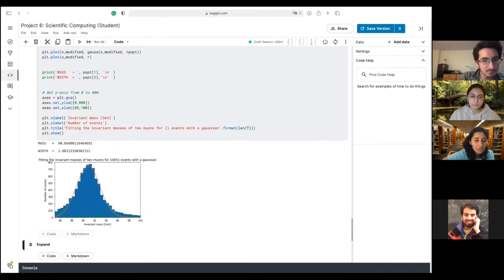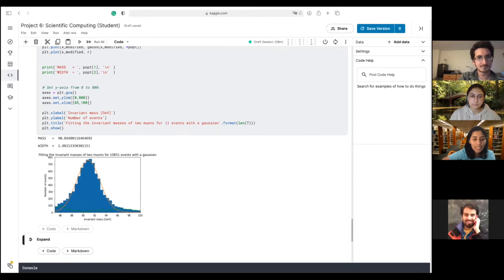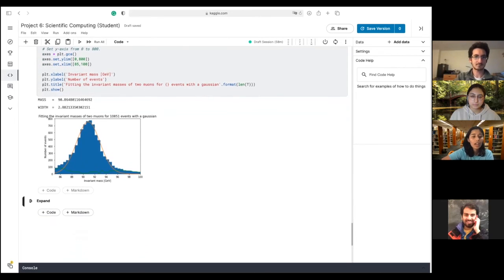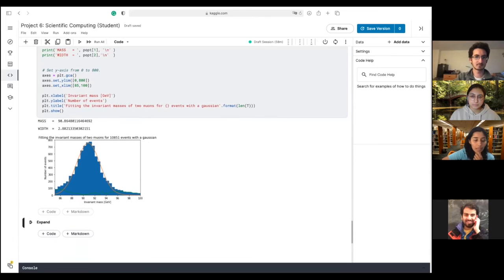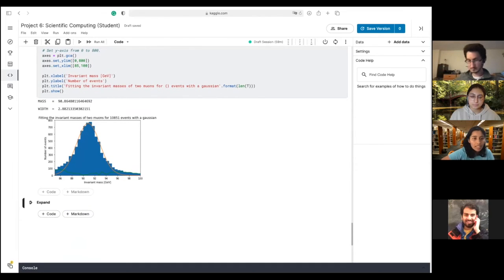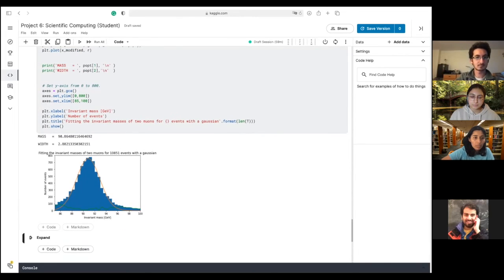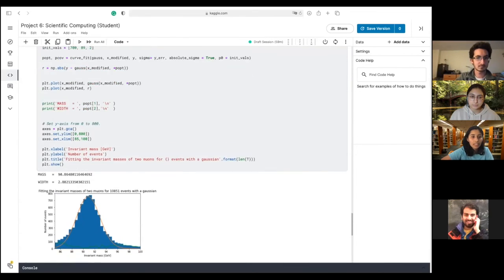So we see that around the peak, this Gaussian pretty much explains our data pretty well. And the mass that we get out of here is 90.86, and the width that we get is 2.88. So generally, what we do in particle physics or in any kind of physics is we try different models just to test our data. So we could add a different model here to see how that predicts our data. Similar to what we have here, we try to add another function.